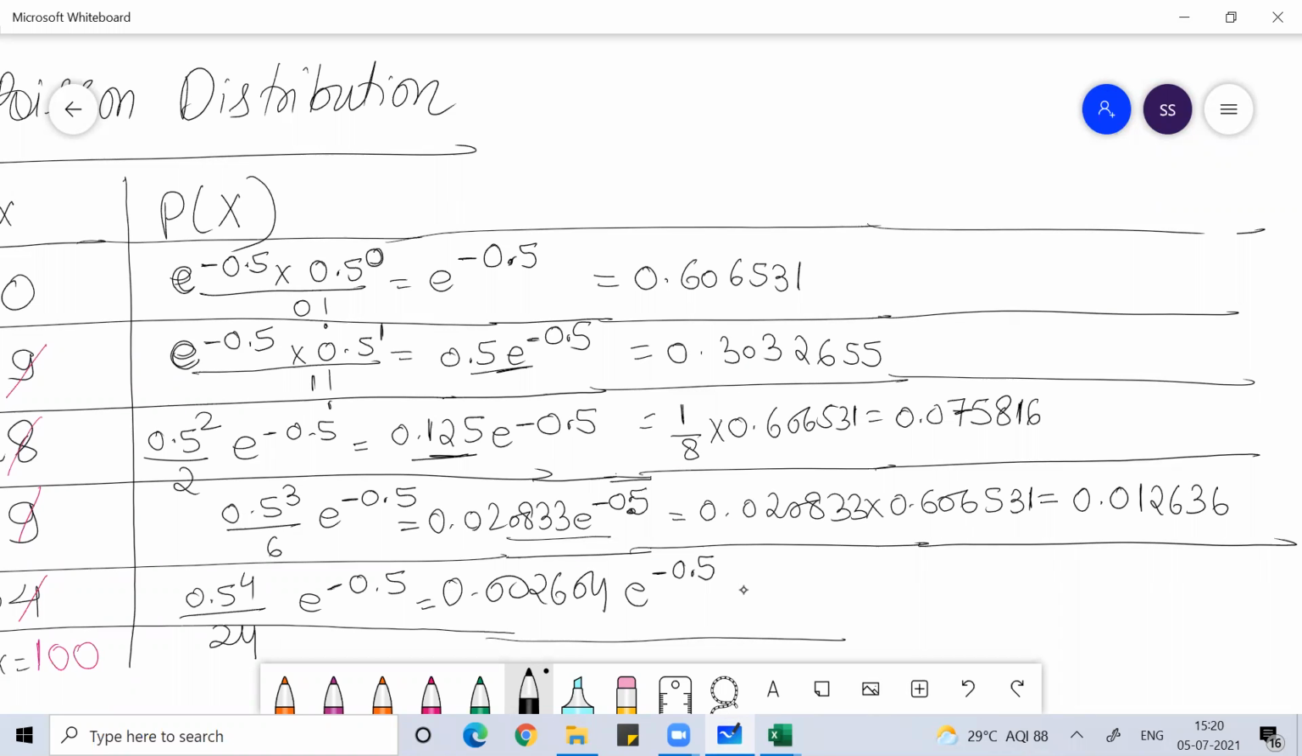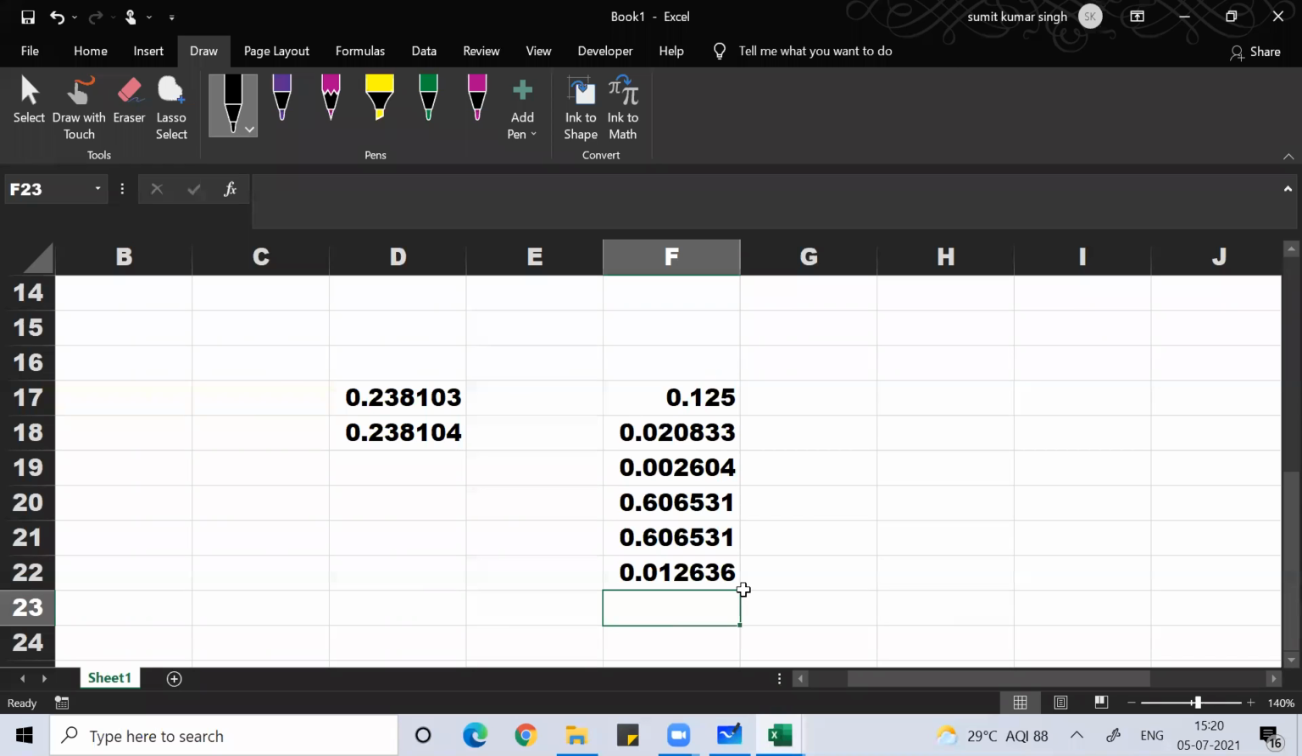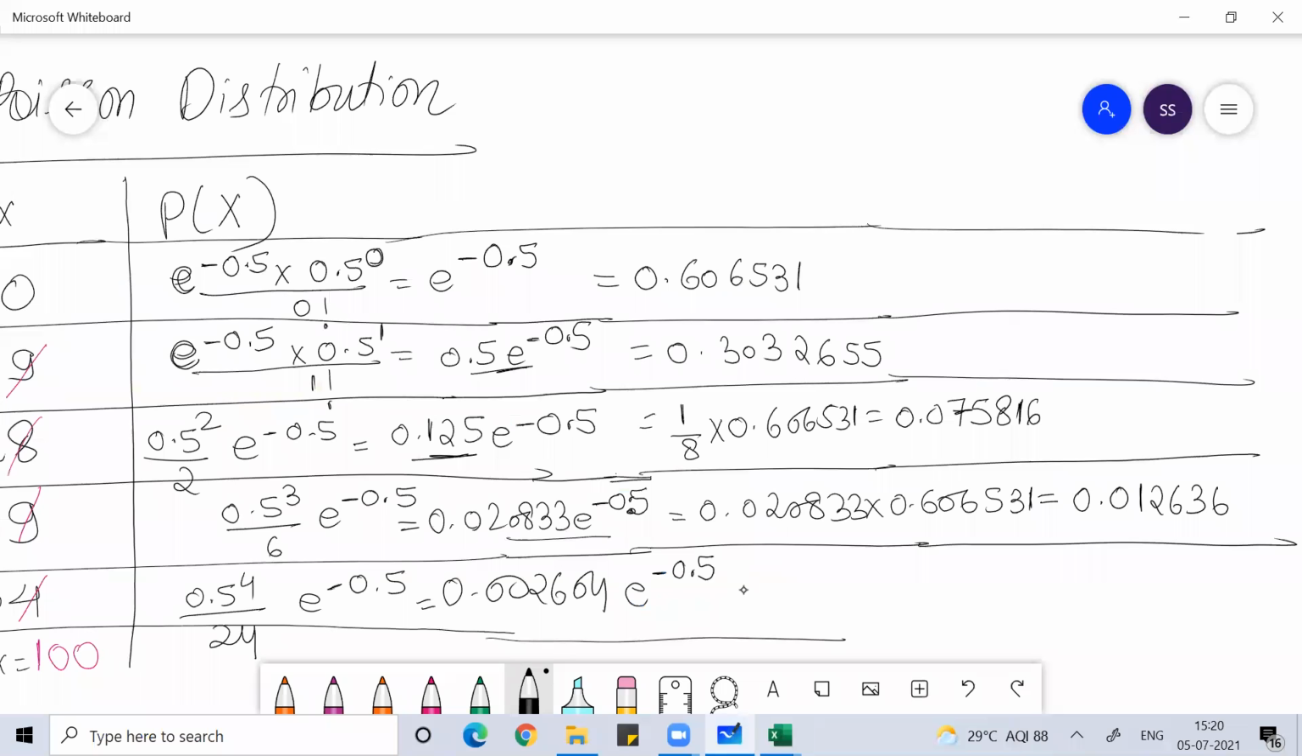So then the next one is 0.002604 into 0.606531, which gives 0.00158.